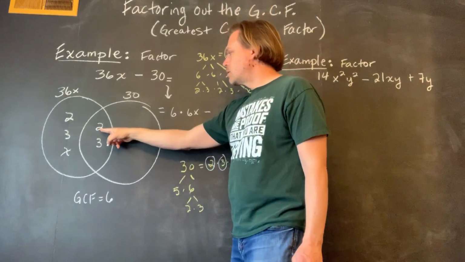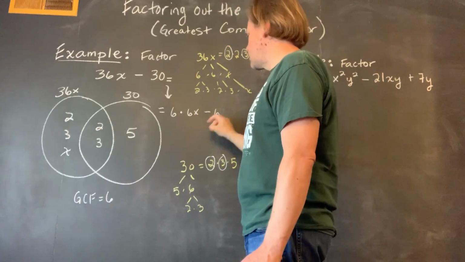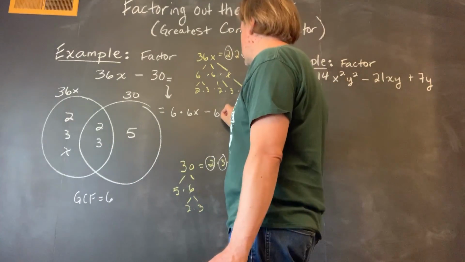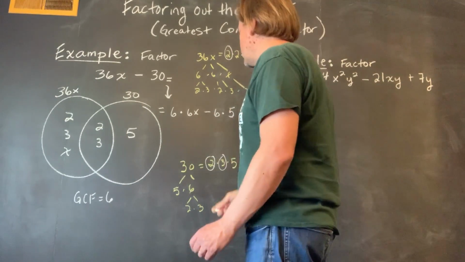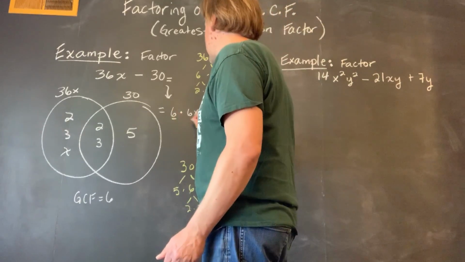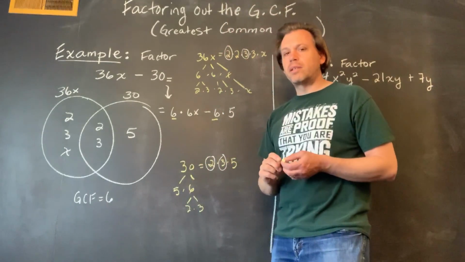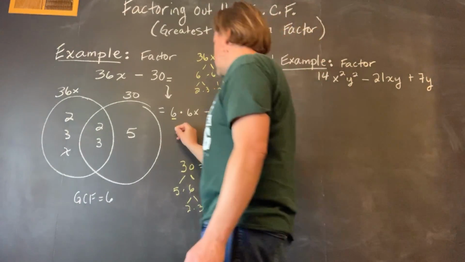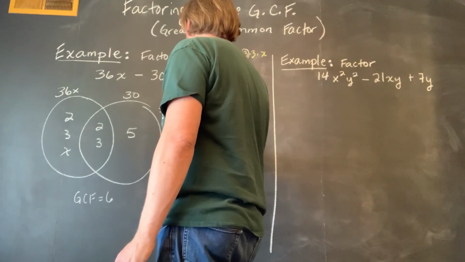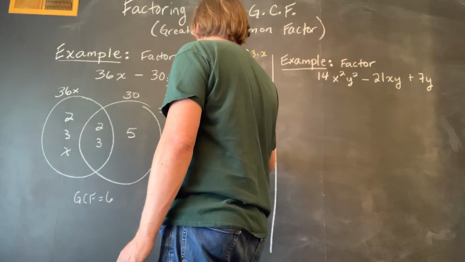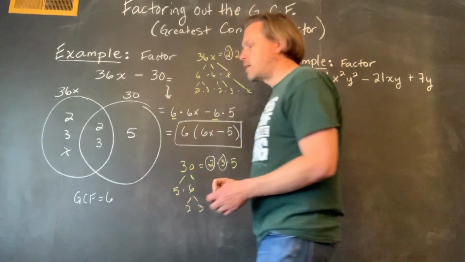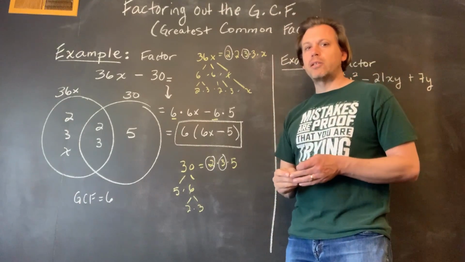Minus 2 times 3 again, so 6 again, times the part that didn't make it into the middle. Now to factor this, I've got a 6 and a 6. I can use the reverse distributive property. So this is all equal to 6 times what's left, which is 6x minus 5. And then I've just factored that polynomial.